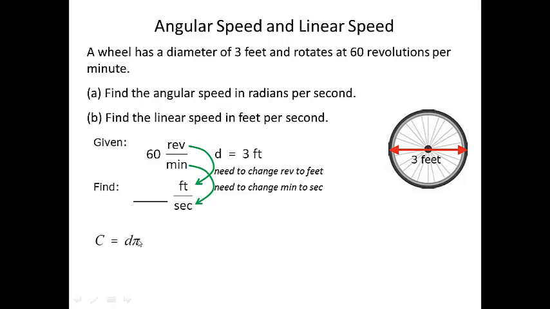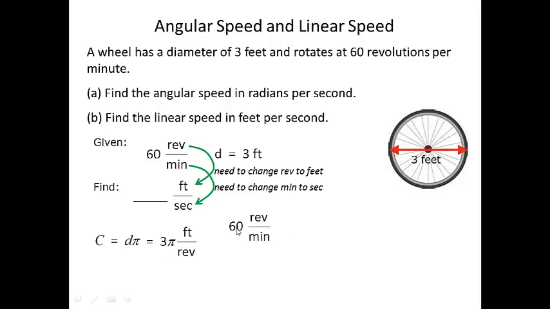The definition of pi is the circumference over the diameter. So circumference, all the way around the edge, that's what we're trying to find, is equal to the diameter times pi. And in this case, the diameter is 3, and we just have the feet, right? 3 pi feet per revolution, because the circumference is 1 revolution. So this is my conversion.